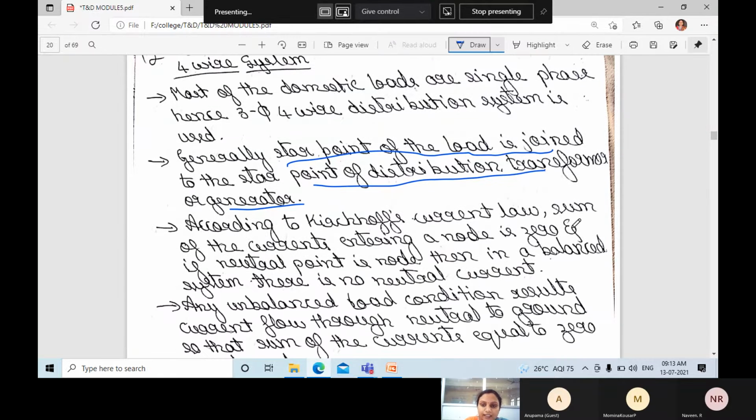According to Kirchhoff's current law, the sum of the currents entering a node is zero. This we have studied in third semester itself, right? If the neutral point is a node, then for a balanced system there will be no neutral current.